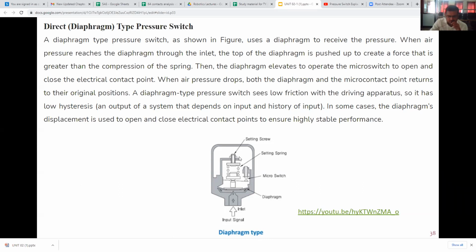And when pressure drops again, the diaphragm will return to its initial shape, that is concave shape. Concave means antarvakra, convex means bahirvakra. And this plunger will also come down, and the contact points will not be having any contact between them. Therefore, like this diaphragm type pressure switch works. We'll see the video.